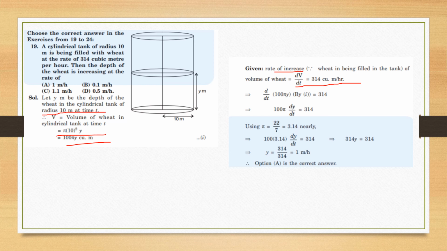Using pi as 3.14, I'll get the value of dy by dt. After cancellation, 100 multiplied by 3.14 gives 314, so 314 dy by dt is equal to 314, and from here I'll get dy by dt as 1 meter per hour. So here option A is the correct answer.